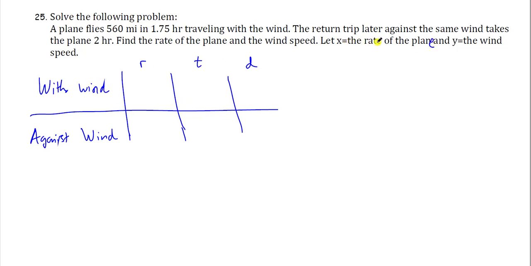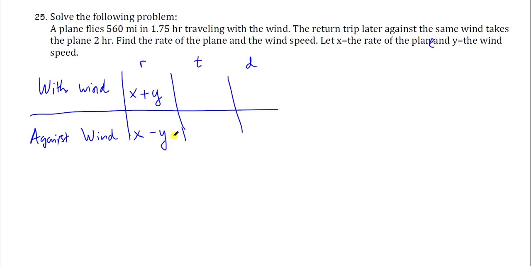Now, x is the rate, the speed of the plane. When you travel with the wind, the wind adds more speed to the plane. That's why the rate in this case is the speed of the plane x added to the speed of the wind y, because the wind gives more speed to the plane. Now, when you go against the wind, the rate is different. The rate is equal to the rate of the plane minus the wind, because now the speed of the plane is reduced by the speed of the wind.